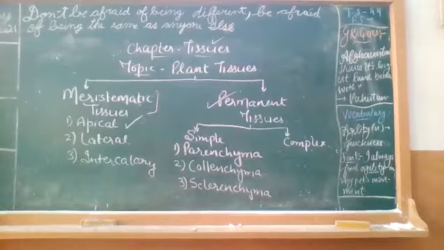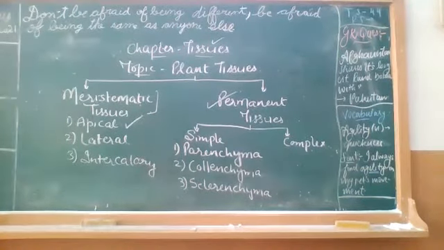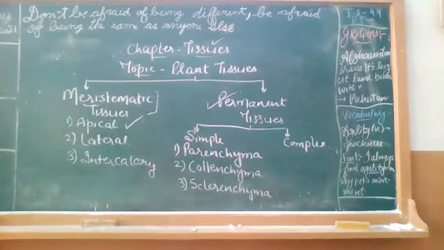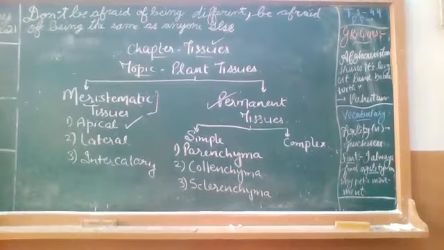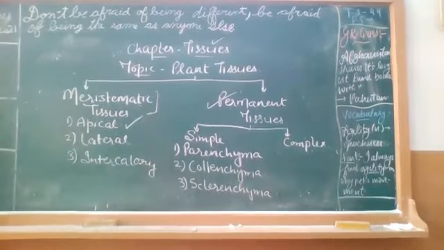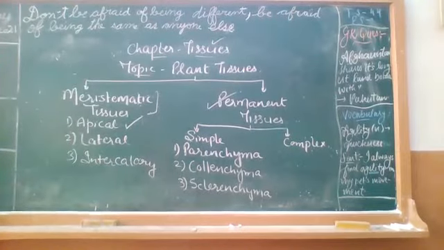Parenchyma is the most common simple permanent tissue, a specialized cell with thin cell wall. Parenchyma cells की cell wall कैसी होती है? Thin. They are living cells. They are loosely arranged. अगर loosely arranged है तो उनमें space होगी. And the space between the cells is known as intercellular space.